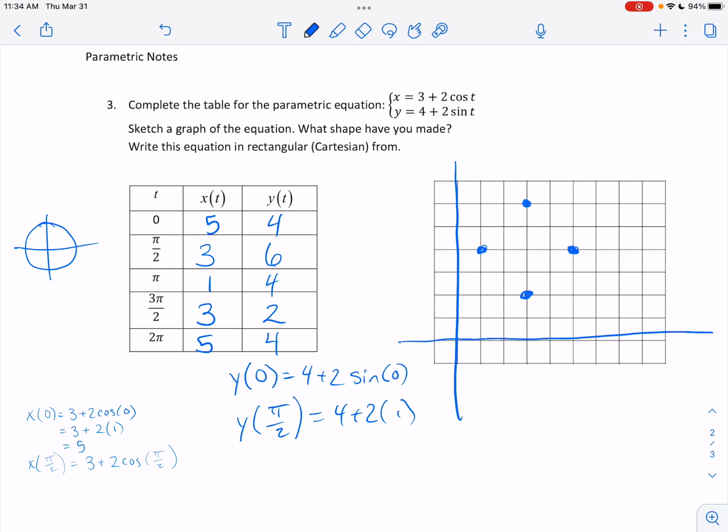So you'll notice what this is going to do for me is give me, okay, pretend I can draw, a circle whose center is, what's this point? That point is the point 3, 4. It's a circle with a center of 3, 4 and a radius of 2.